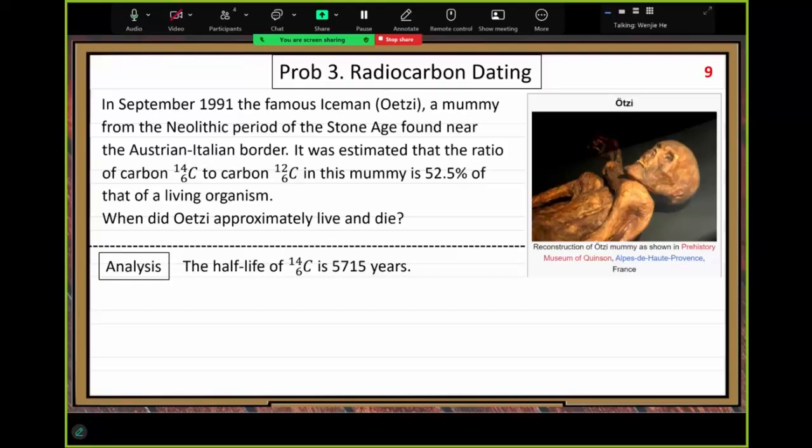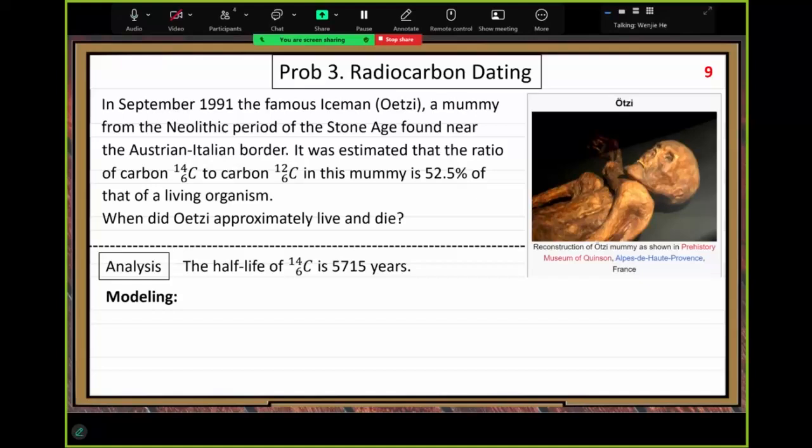Now, the question: how to use this half-life number, 5,715 years, and this percentage number, to find the time, so how long, between the dead point and the 1991 point. Those two time points. How many years between those two time points? All right. So then, modeling. Solve that problem.